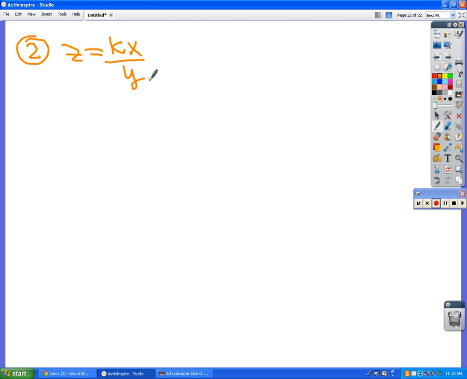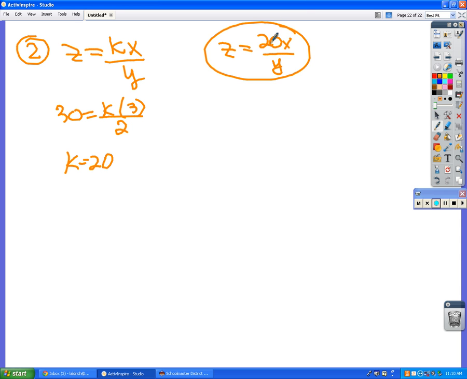Then once again, to figure out what k is, plug in what we know. So z is 30. X was 2 or 3? 3. And y is 2. So if you solve that for k, what do you get? K equals 20. So my final answer for this one is z equals 20x over y.